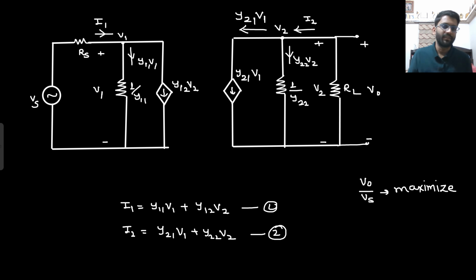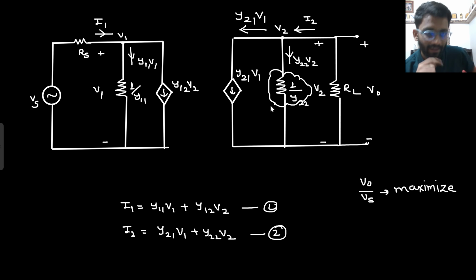Now what is my second target? My second target is this Y21 V1 current, which is going in two resistances, that is RL and 1 by Y22. This 1 by Y22 resistance is eating up some current. This is eating up some part of Y21 V1. If this resistance is infinity, then what will happen? If 1 by Y22 is infinity, what will happen? The complete current will be flowing through RL. Are you getting this point?